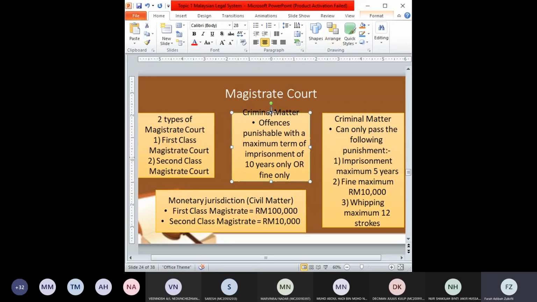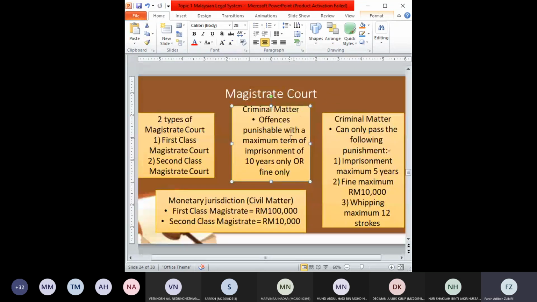So for criminal matters, when we talk about a crime, the magistrate court can only hear cases if the offence is punishable with a maximum term of imprisonment of 10 years. So when you look at the act, if the maximum punishment is 10 years imprisonment, or the crime is only punishable with a fine, denda sahaja, that case can be heard by the magistrate court.